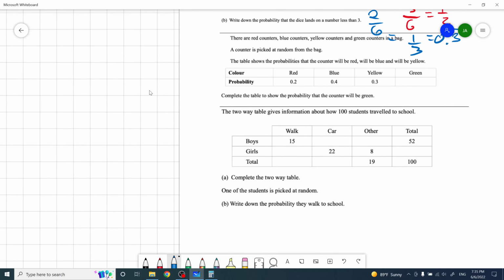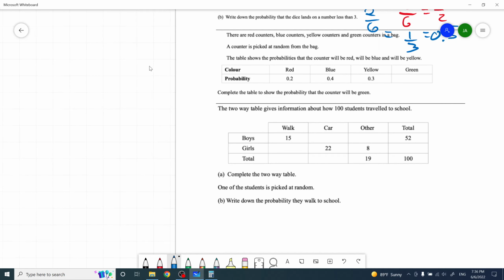Let's not waste time. There are red counters, blue counters, yellow counters, and green counters in a bag. A counter is picked at random from the bag. So again, random means that we have no control over the outcome. The table shows the probabilities that the counter will be red, blue, and yellow. We need to complete the table to show the probability that the counter will be green. However, we should know that whenever we have probability, all of the probabilities of a given event should add up to 1.